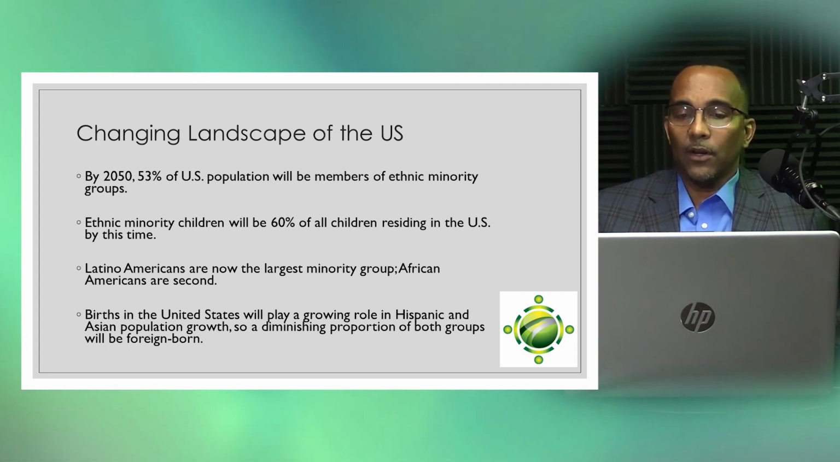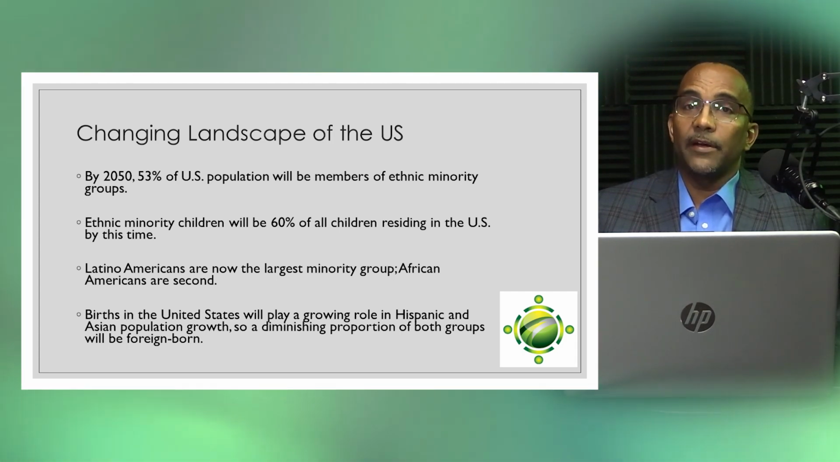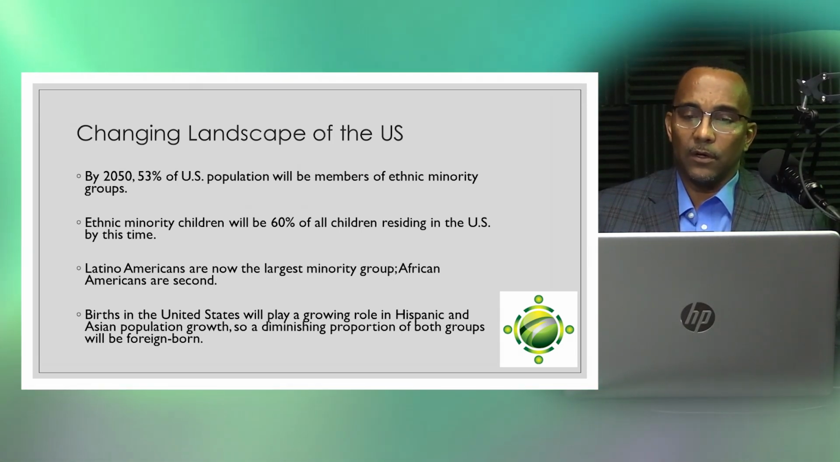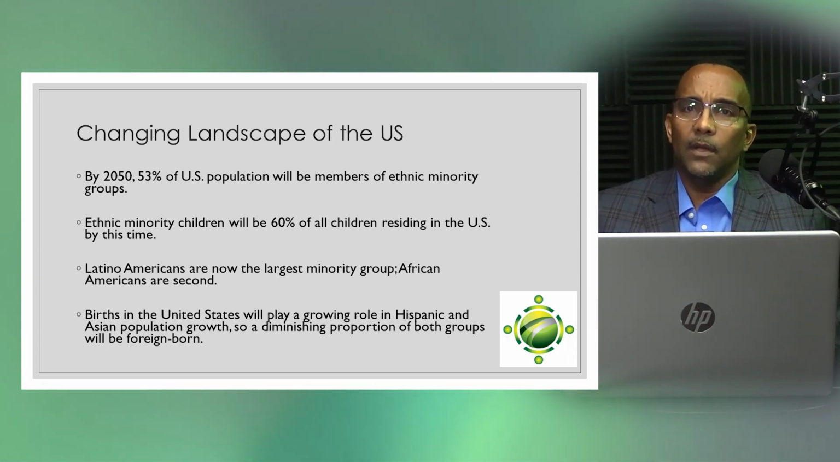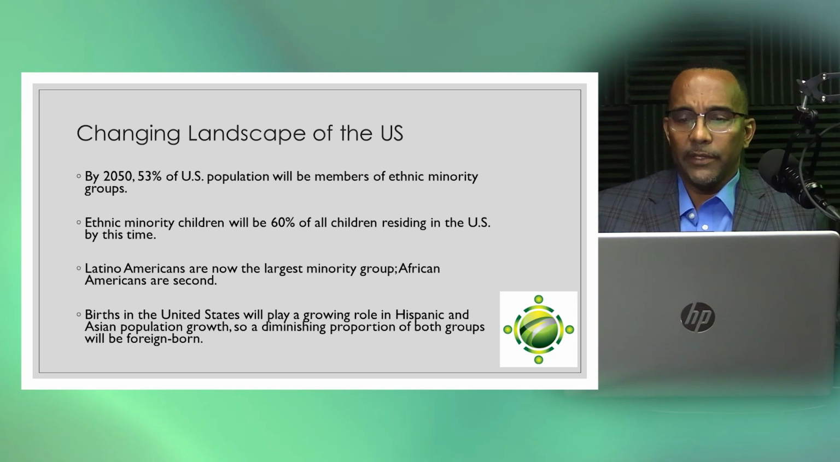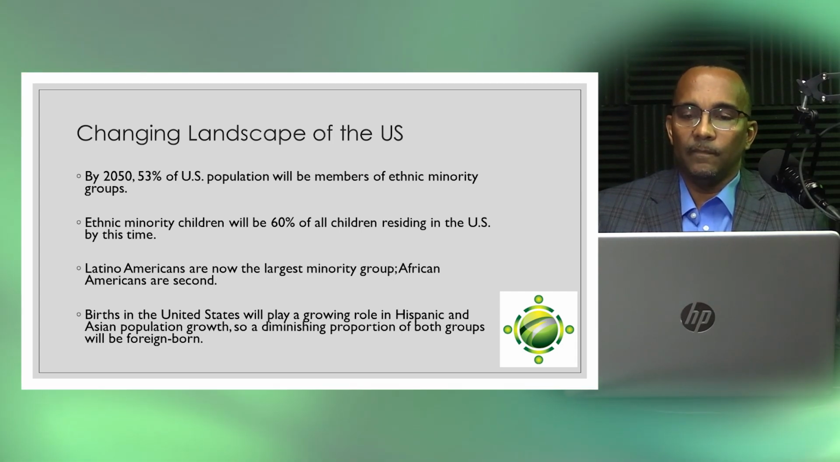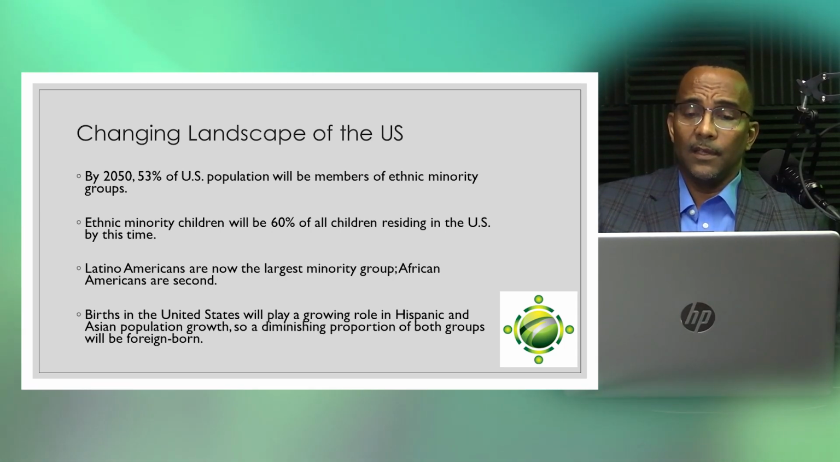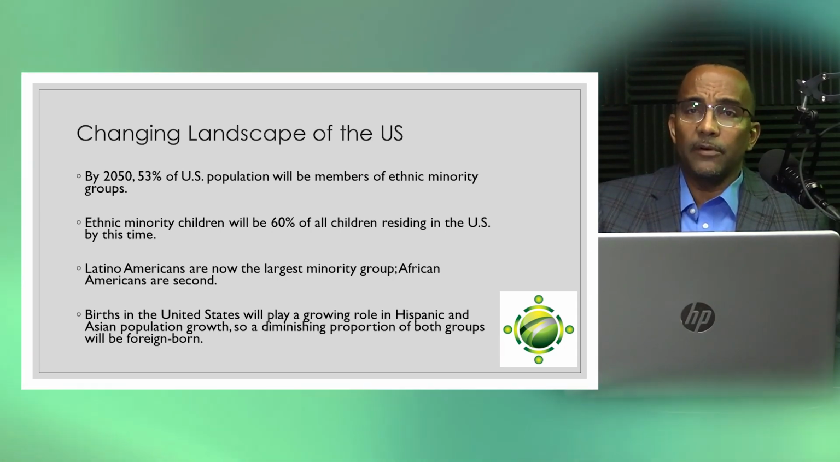Latino Americans are now the largest minority group. African Americans are second. In previous years, African Americans were the largest minority group, but now they have been surpassed by Latino Americans. So that's the segment of the population that's growing most rapidly now. Births in the United States will play a growing role in Hispanic and Asian population growth, so a diminishing portion of both groups will be foreign born. Now we have a lot of our citizens from the Hispanic and Asian populations being born in the United States, as opposed to having immigrant status in the past.